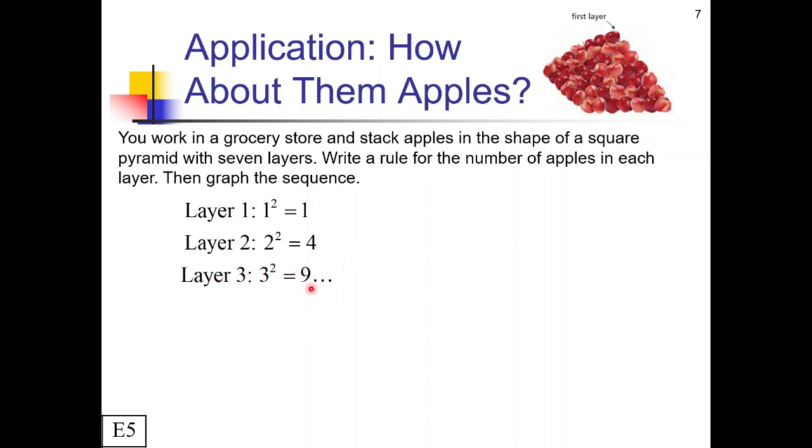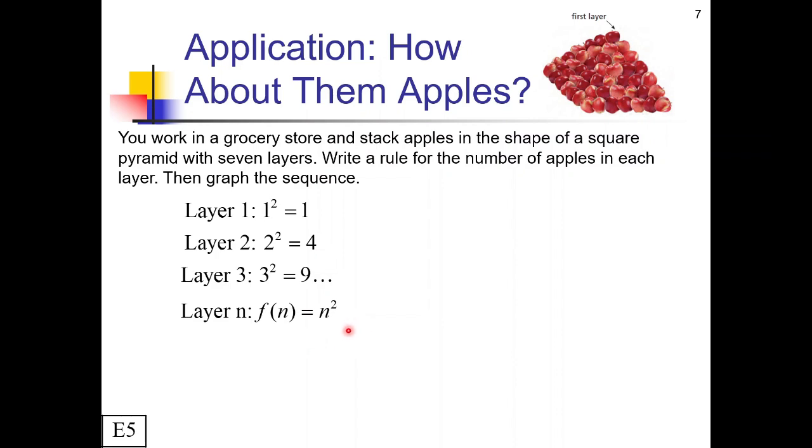And we could keep going. The seventh layer, of course, will have 7 squared, 49 apples down there. You don't have to count them, though. Our general rule then is going to be f of n equals n squared. Now, in order to graph this out on Desmos or anywhere else, it's a little bit tricky here. You have to be mindful of the fact that this is not a continuous function. This is a discrete function.